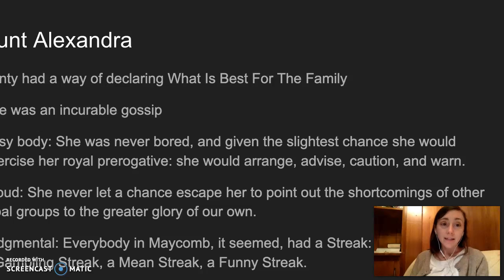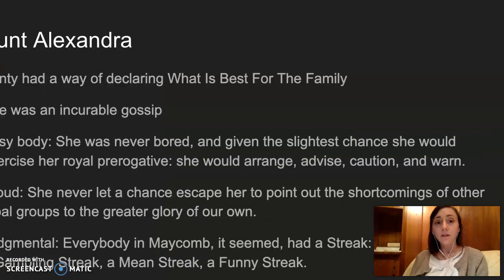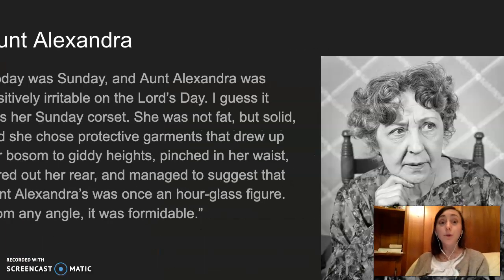So that's Aunt Alexandra. How does that contrast to what we know of Calpurnia in her modest humility? So here's a portrait, if you will, of Aunt Alexandra. She says, "Today was Sunday, and Aunt Alexandra was positively irritable on the Lord's Day. I guess it was her Sunday corset. She wasn't fat, but solid, and she chose protective garments that drew up her bosom to giddy heights, pinched in her waist, flared out her rear, and managed to suggest that Aunt Alexandra was once an hourglass figure. From any angle, it was formidable."